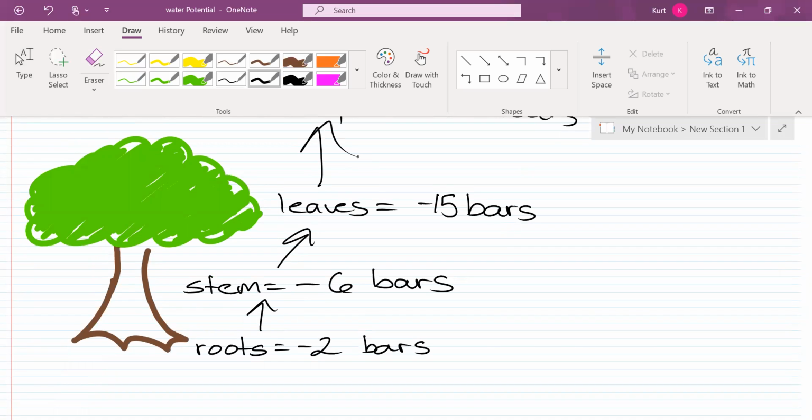There's a lot of solutes up in the atmosphere, different types of gases. So water always likes to go towards whichever region has more solutes. The lower the water potential, the greater the amount of solutes. And up in the atmosphere, you have oxygen, you have carbon dioxide, you have methane, you have nitrogen, all those different solutes.